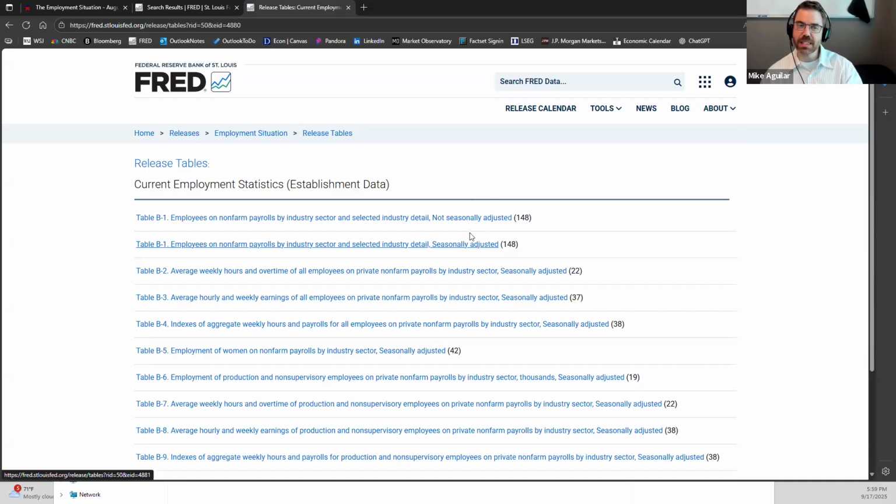Do we use seasonally or non-seasonally adjusted? Colloquially, anytime we're talking about these numbers, they're seasonally adjusted. That's what we've been doing with my students in the class. Unless otherwise said, that's what they're referring to. So I'm going to expect you to know that table B1.